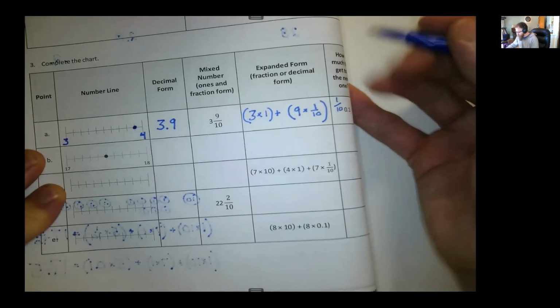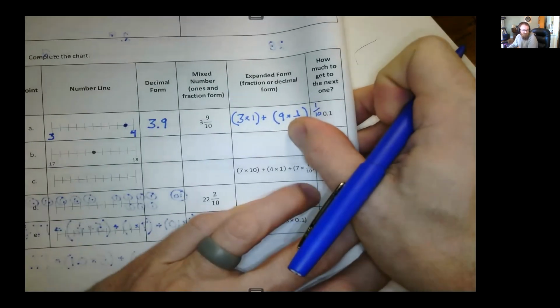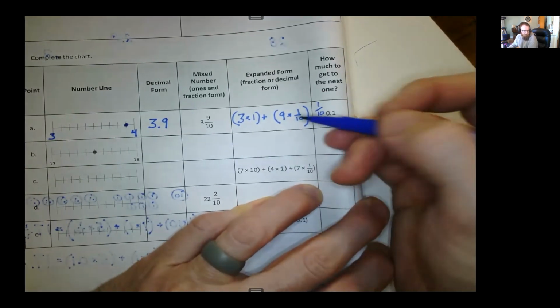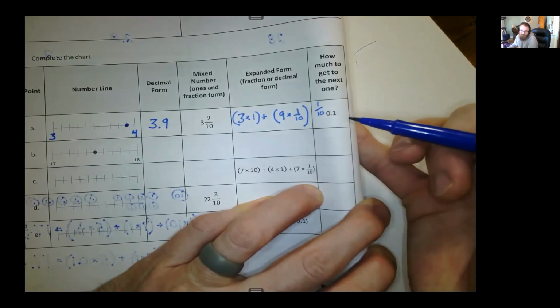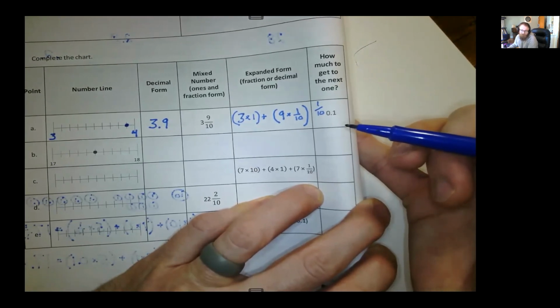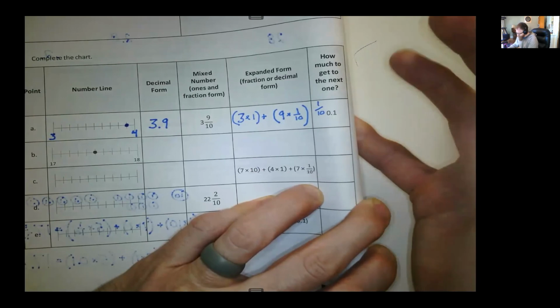Okay, and the far right column says how much to get to the next one. Well, 3 and 9/10 is only 1/10 away from the next one, which is 4, right? 3 and 9/10 plus 1/10 will give us 4.